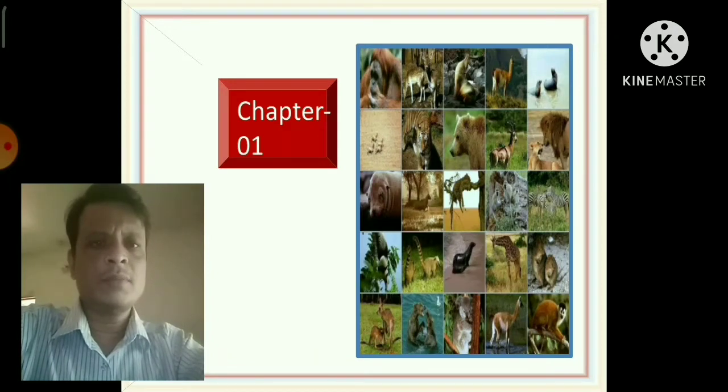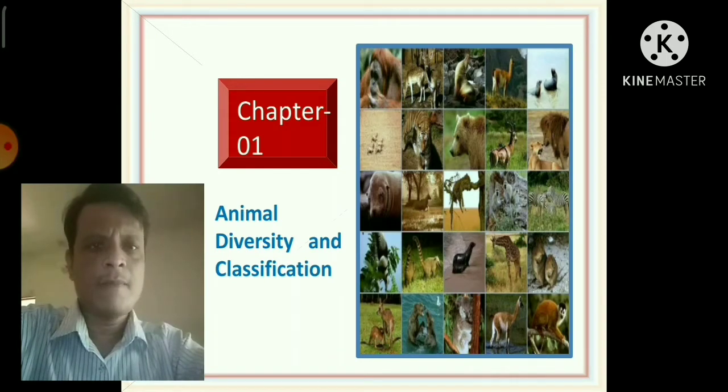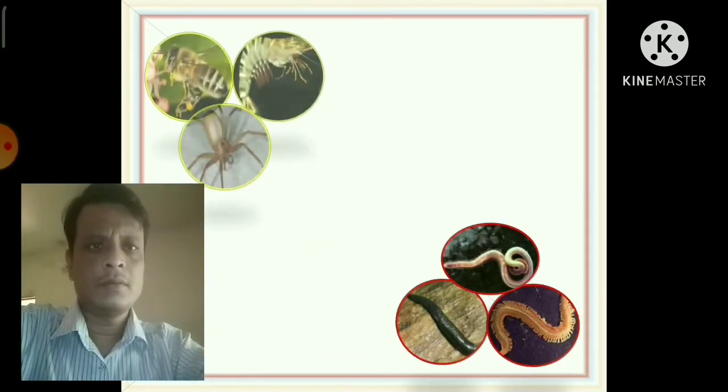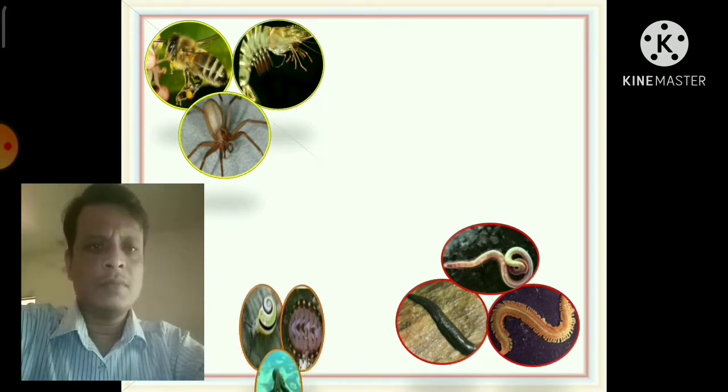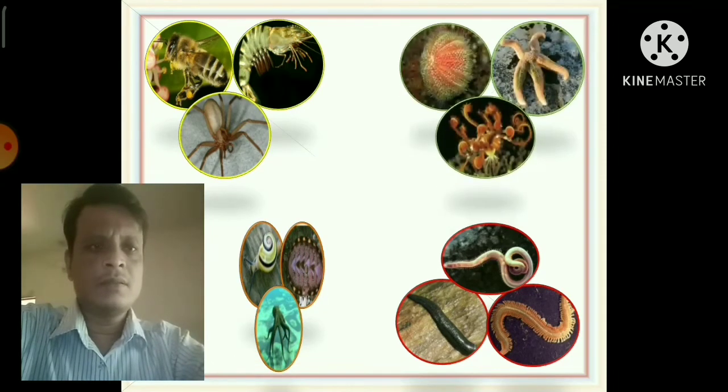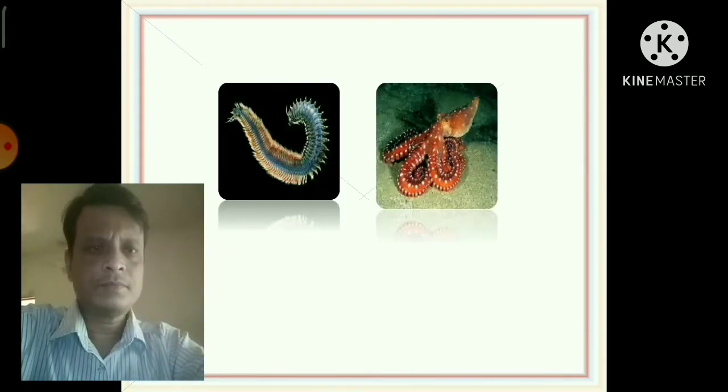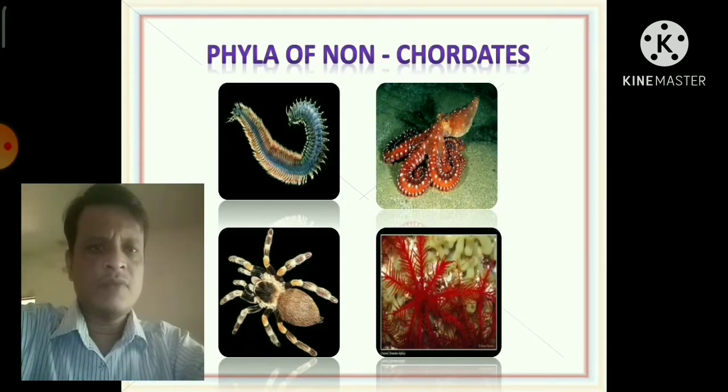Today I am going to discuss chapter 1, that is animal diversity and classification. I am going to discuss four non-chordate phyla, their characteristic features and examples. Look at the figure here. These are the animals belonging to the phylum Annelida, Mollusca, Arthropoda and Echinodermata. Phyla of non-chordates.